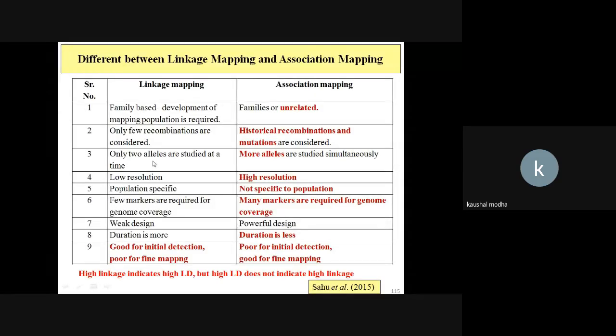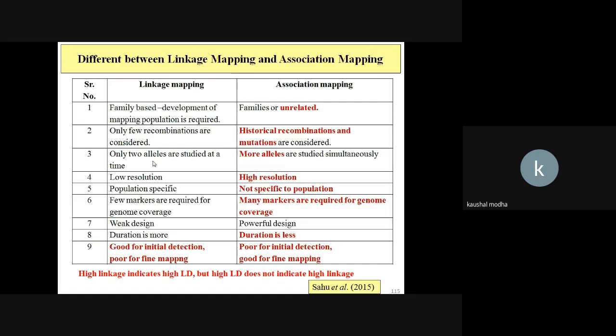Only two alleles are studied at a time in linkage mapping because we are crossing two homozygous parents to create a biparental population. So when you say two homozygous parents, considering a particular locus, if these two parents are diverse, then there are two different alleles present. When you develop a mapping population from these two parents, this mapping population will have two alleles maximum for a particular locus, not more than that. But in association mapping, because we are considering diverse parents or diverse germplasm lines, there are more alleles under consideration. Here we are talking about multiple alleles.